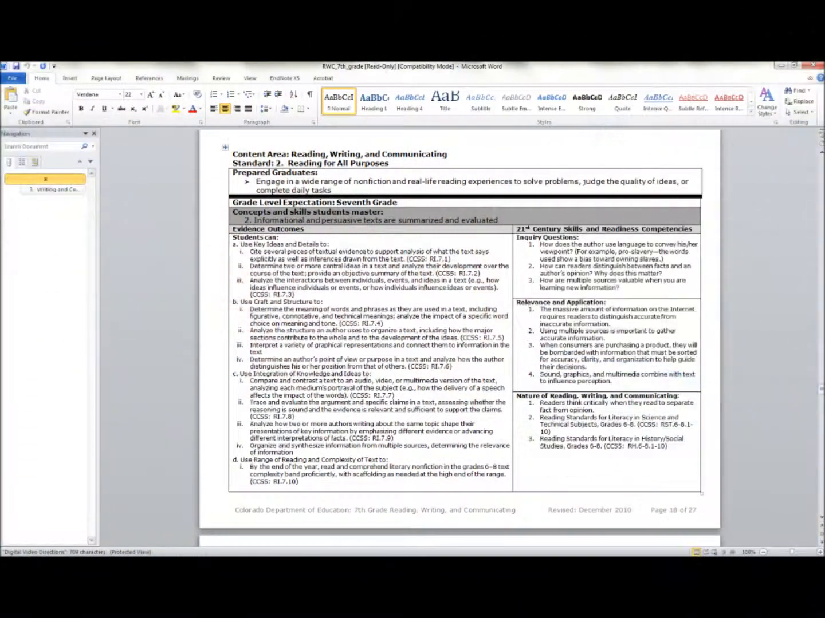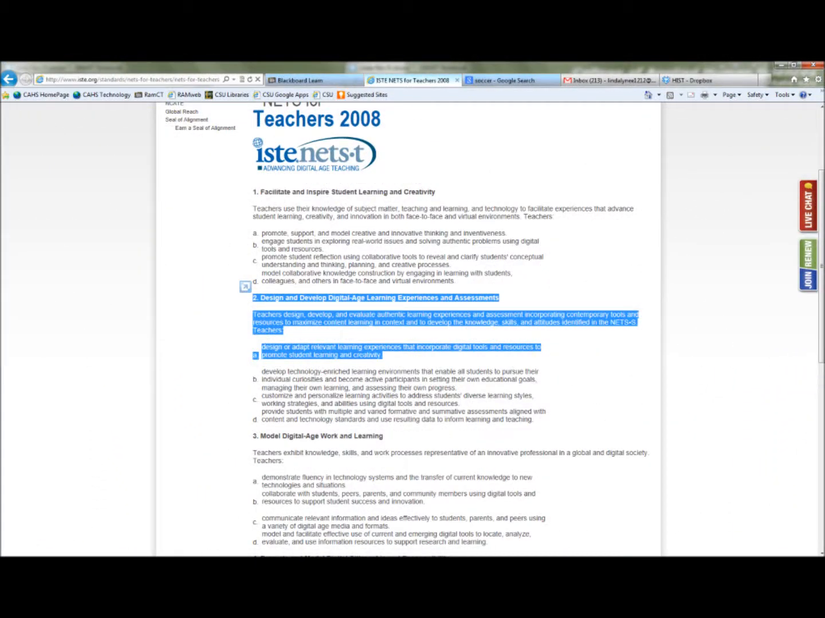The standard that this lesson will cover comes from Standard 2, Reading for All Purposes. Literary elements, characteristics, and ideas are interrelated and guide the comprehension of literary and fictional texts. This lesson will also incorporate the NET standard, where the teacher designs adapting learning experiences that incorporate digital tools and resources to promote student learning and creativity.